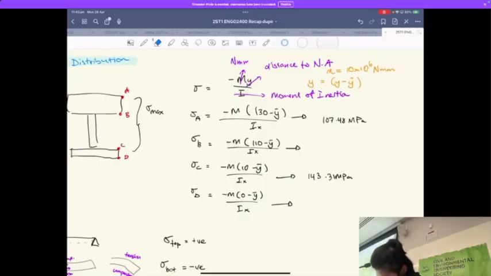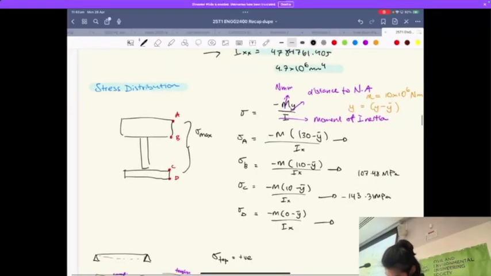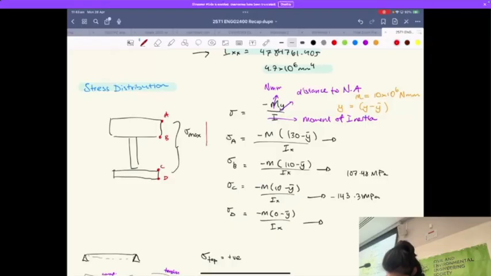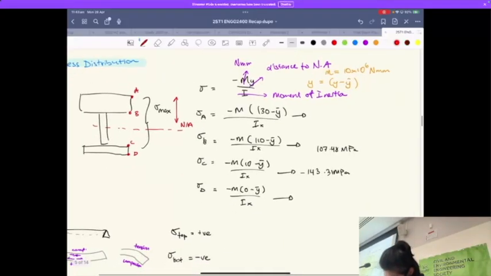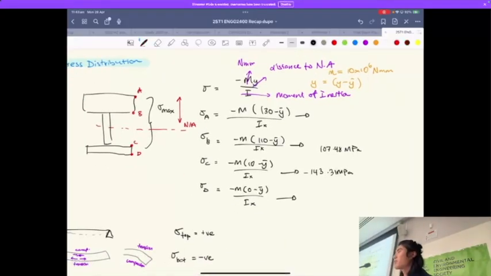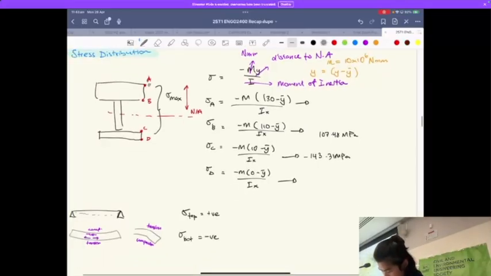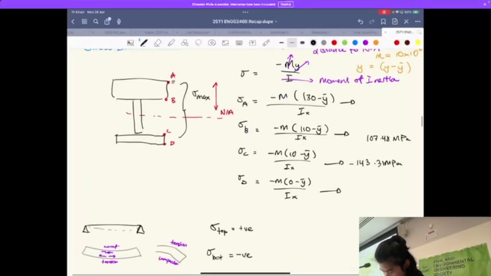For stress at A, is it from A to the central? Yeah, so it's the distance here. So the distance is just the distance from the point to the neutral axis. And the neutral axis is y bar. Half distance or from A? So from A, it's the full distance. Oh, full distance. Yeah.